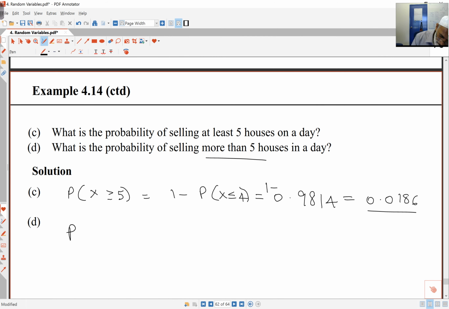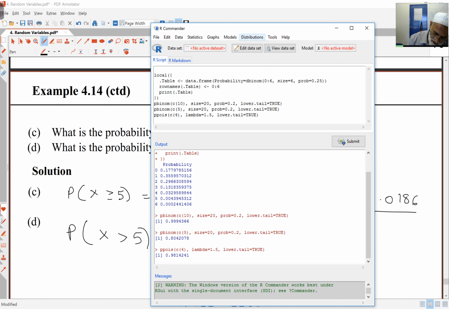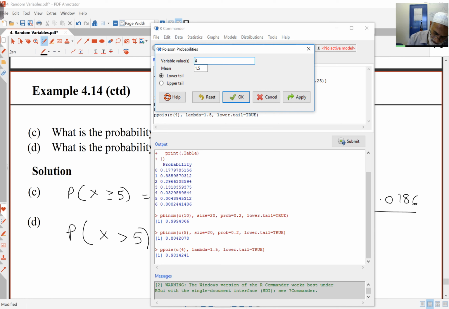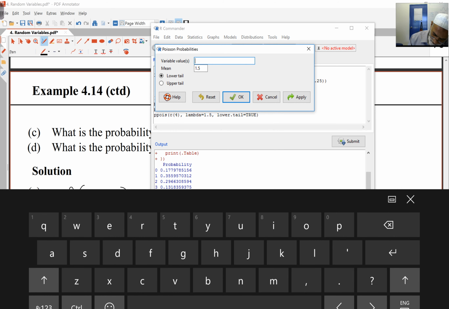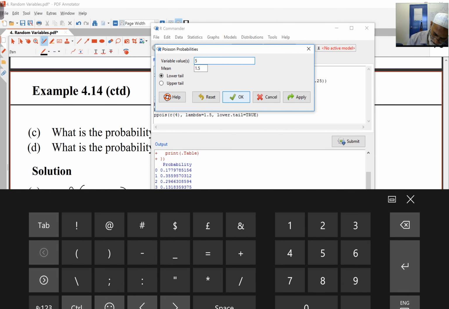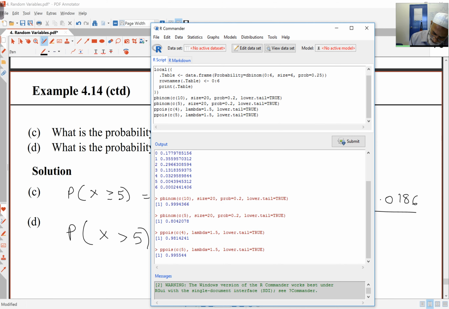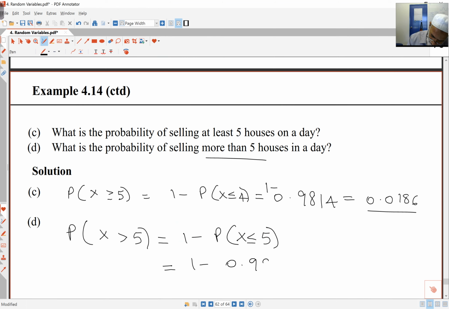More than 5 houses. So this is more than 5. Actually, sorry, I can see I got it wrong over here. More than 5 is 1 minus probability of x being less than or equal to 5. So I don't want 5, I want more than 5. So this means I take off the 5 part over here. If I then again do this using my R commander, same idea as before: distributions, discrete, Poisson, I want tail probabilities. Now this becomes a 5 instead of a 4. And now I've got 0.9955. So if I'm selling on average 1.5 houses, I'm not going to sell 5 or more than 5 very often.